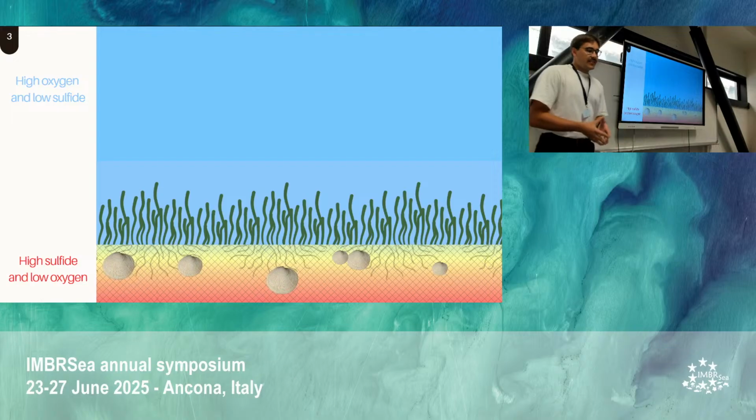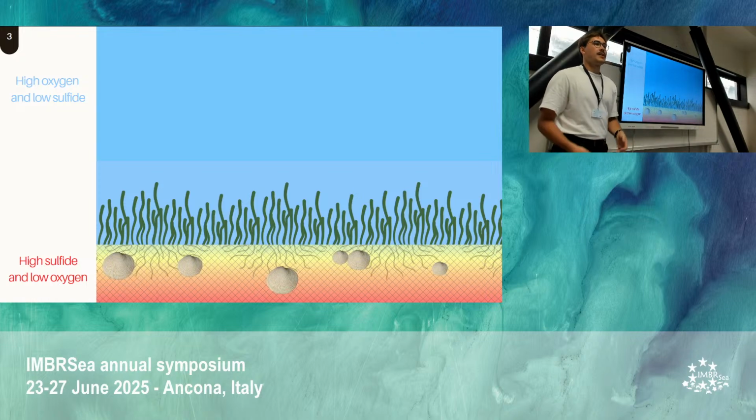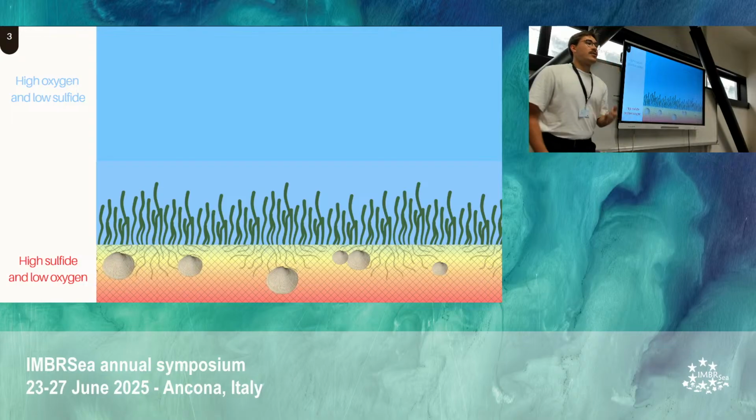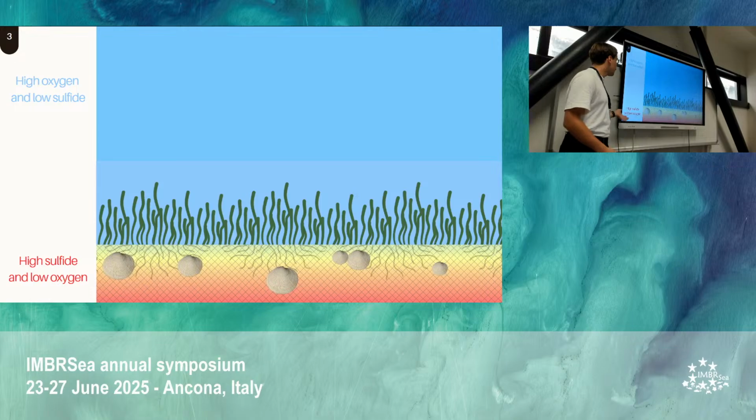So to understand the system, you can look at this figure right here. As you see, in the water column, you have high oxygen and low sulfide. But the further into the sediment you go, you usually get higher and higher concentrations of sulfide and lower concentrations of oxygen due to metabolic processes of the microbiome.